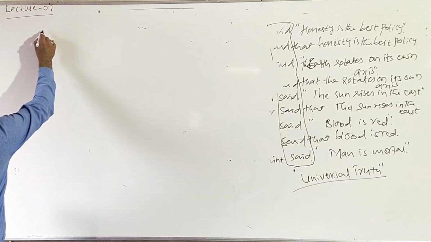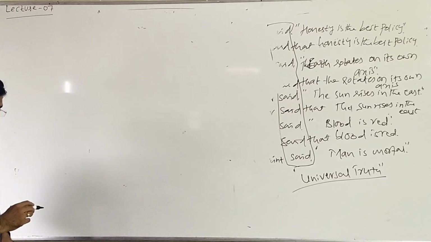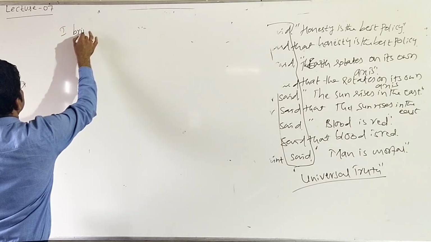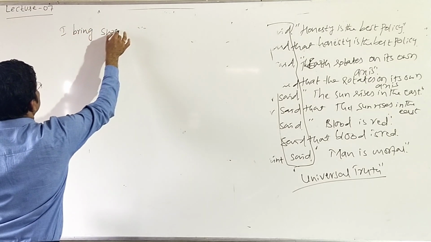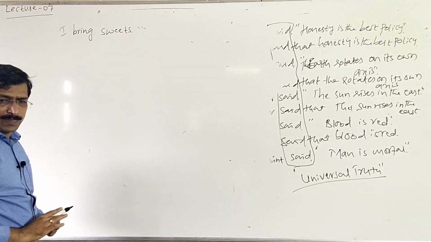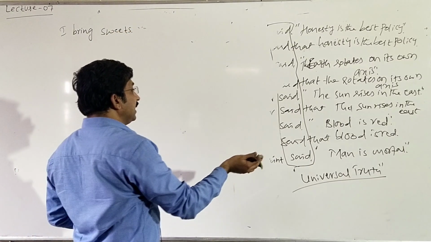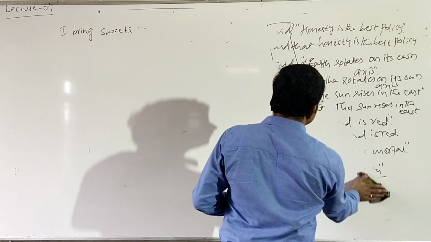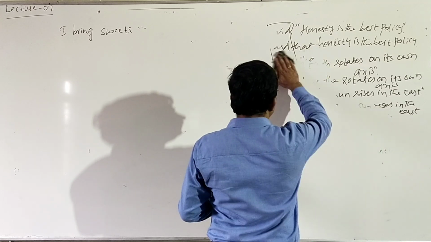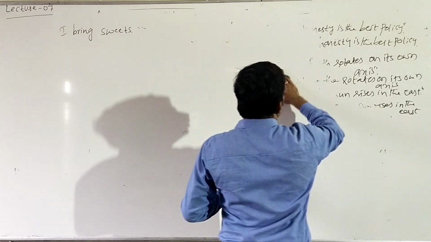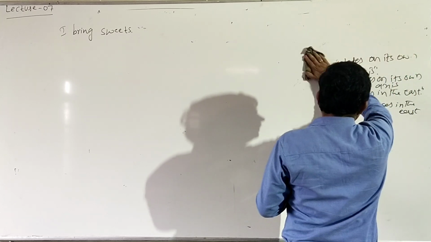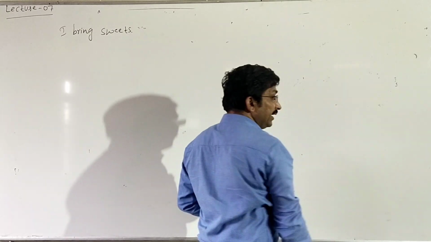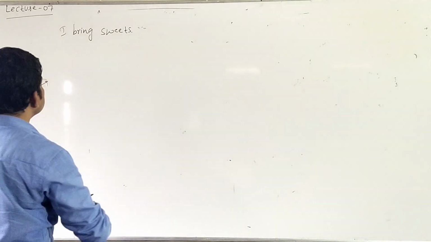Here I will bring one sentence that is very easy to change: I bring sweets. Take this example. Here we have to change first its tense forms. According to the tense forms, using the rule of past tense, we have to change direct into indirect narration.